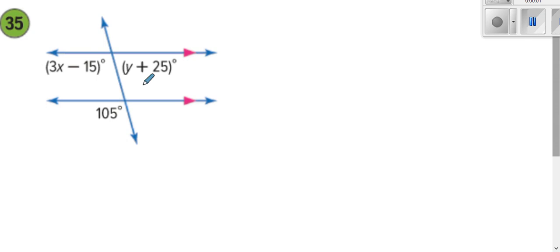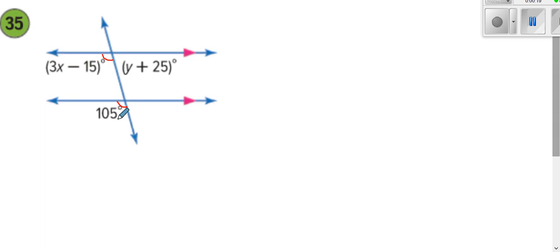Right, I'm looking at these two angles right here. These first two angles, this is number 35 from section 2.7. These are the two angles I'm dealing with. I'm also dealing with this one, but these are the two that jumped out first because I recognize them as corresponding angles, right? They're on the same side of this transversal.